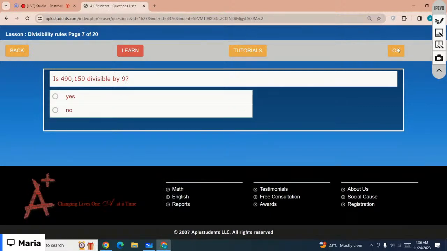Okay. Is 490,159 divisible by 9? You have to apply the divisibility rule for 9. The divisibility rule for 9 is that the sum of digits must be divisible by 9. Let's add 4 plus 9 plus 0 plus 1 plus 5 plus 9. The sum of digits is 28. Is 28 divisible by 9? No, 28 is not divisible by 9, right? That means that number is not divisible by 9. The correct option is no, right?